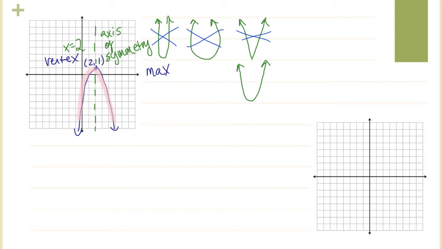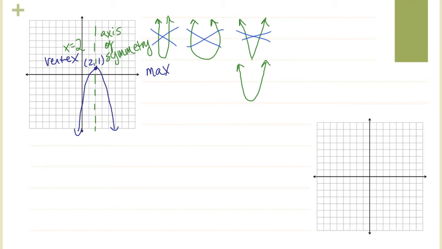So the vertex is really important. We'll come back to the maximum aspect because this one opens down. The x value of that vertex is always the same value as the axis of symmetry, or vice versa. You can always see the axis of symmetry x. It's always the x value of the vertex.